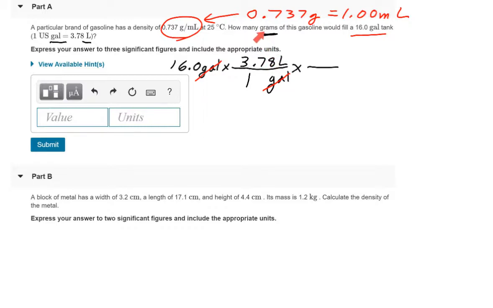Are liters what they're asking for in the problem? No. So we know our next step, since liters isn't what we're being asked for, is going to be to cancel out our liters. So we've gone from gallons to liters, and now we want to get rid of liters. What do we know about liters? Well, the problem doesn't give us anything about liters. Does the problem give us anything about a unit related to liters? Yeah, milliliters.